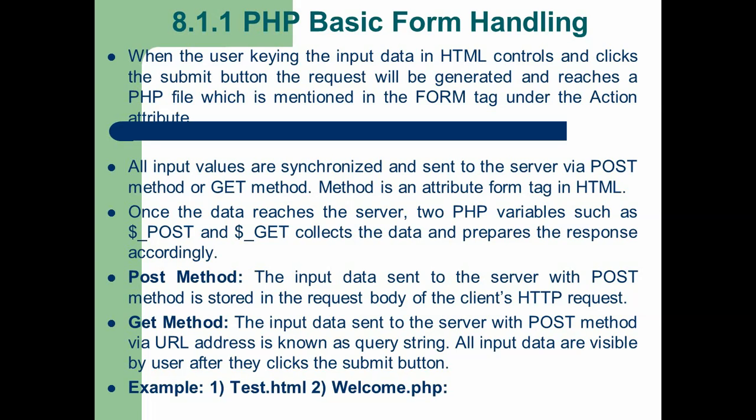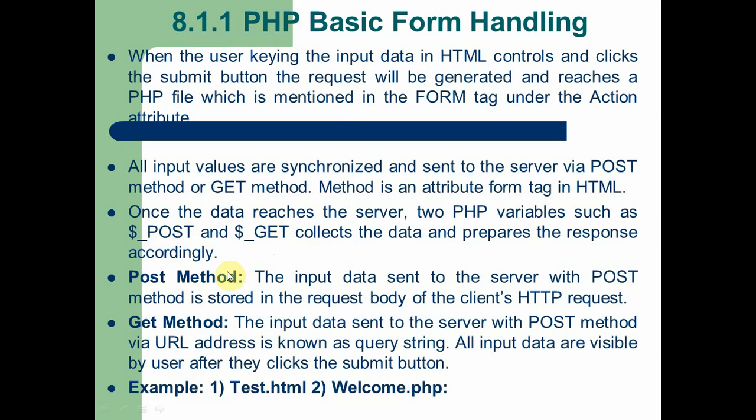So there are two methods on the client side, that is in HTML. One is the post method, another is the get method. If any user uses the post method, then all the data sent to the server are collected and stored in the variable called underscore POST. If a user uses the get method in HTML, then all the data sent to the server are collected by a server-side variable called underscore GET.